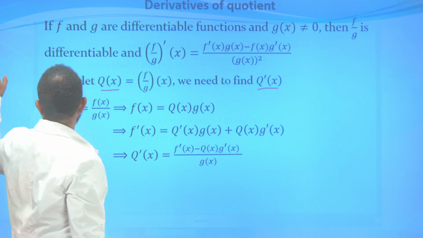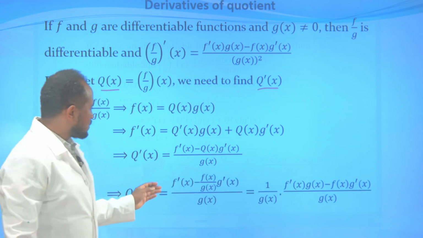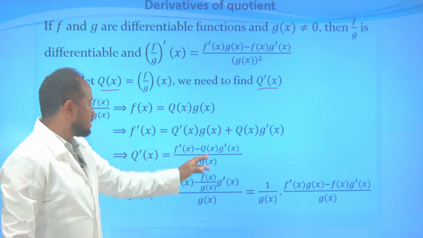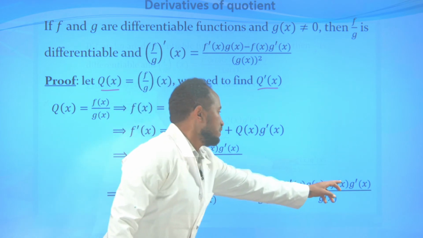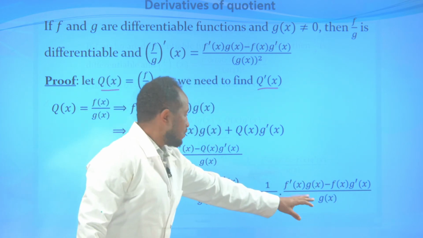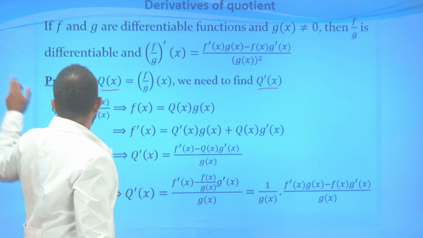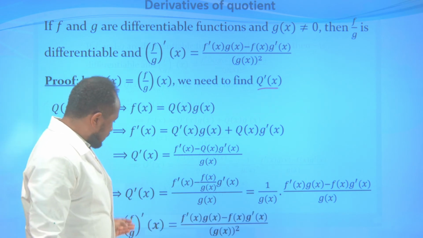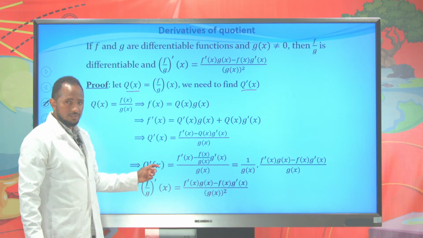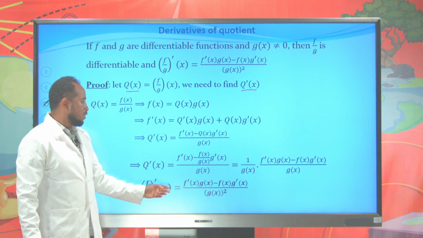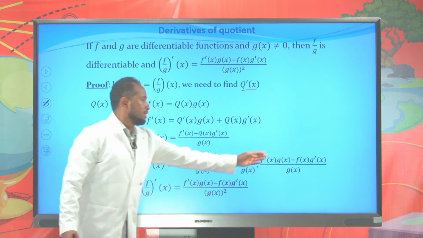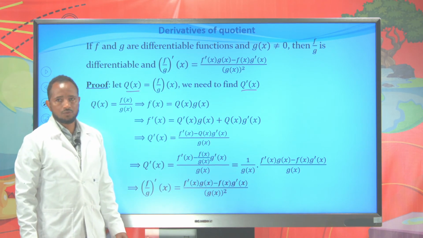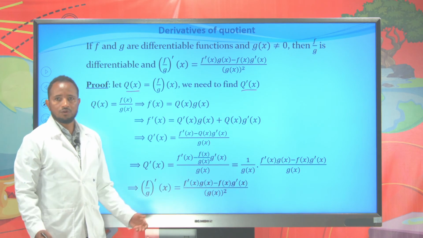And then q derivative of x equals f derivative of x minus q of x as it is. We assumed q of x to be f of x over g of x itself, so when you multiply this, you will have f over g derivative of x. Q derivative of x means f over g derivative of x, which equals f derivative of x times g of x minus f of x times g derivative of x, over g of x squared. So this completes the proof.